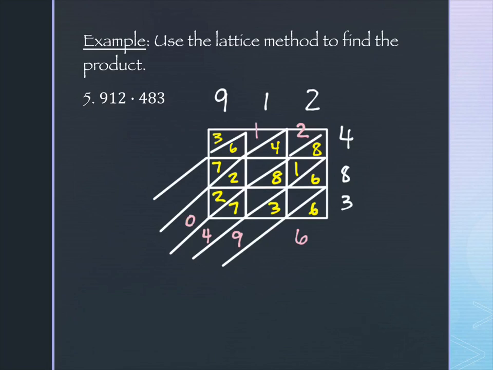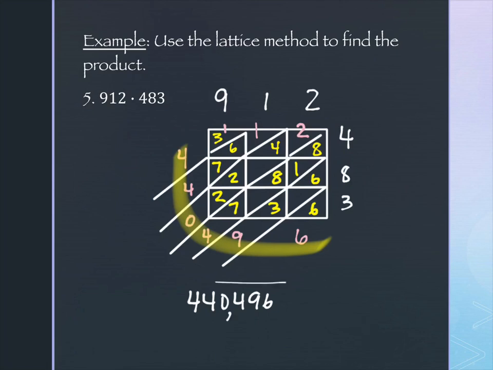A 1, a 6, and a 7. 14. 4, carry my 1. And then 1 and 3 is 4. So my answer is this piece right here. So I have 440,496.